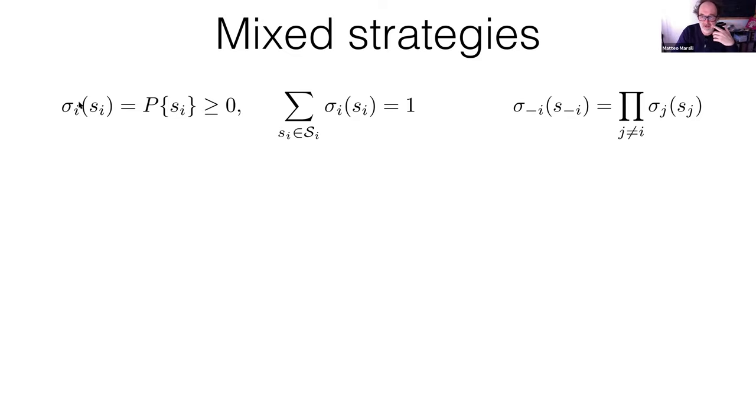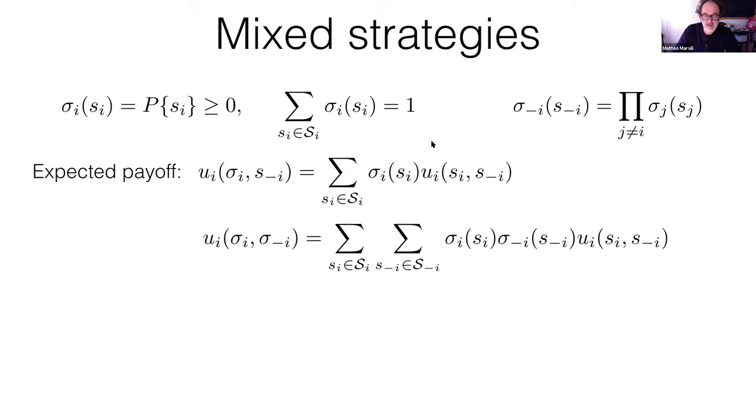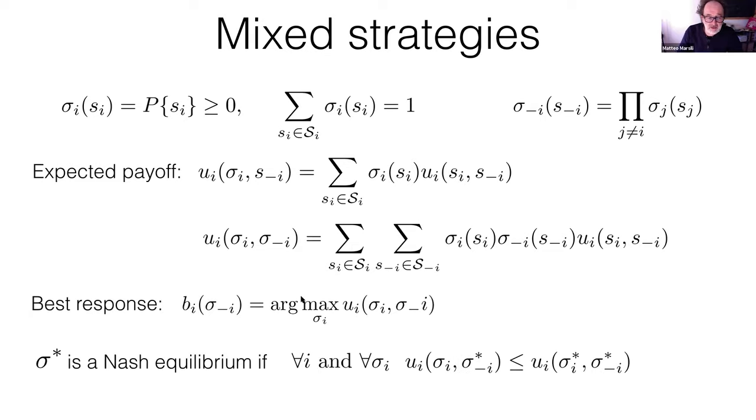So you can define a mixed strategy of an agent, the mixed strategy of the opponents, and you can generalize the notion of the payoff matrix to the expected payoff, okay? So this is the expected payoff under mixed strategy sigma i, mixed strategy sigma j, okay? And likewise, you can generalize the notion of the best response: the best response to a mixed strategy sigma minus i is what maximizes the expected payoff, okay? And then you can define what a Nash equilibrium is, and it's exactly the same as before. It's essentially a situation where whatever you play, you cannot increase your expected payoff, okay?